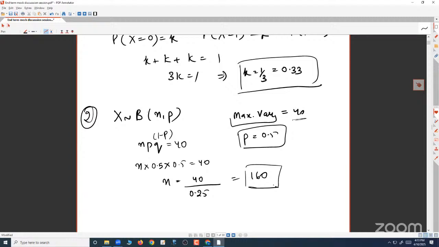Is it clear to everyone? Here npq is the variance, right? npq, correct. So np into 1 minus p, and you have taken q as 1 minus p. Madam, I used another method: it is a linear equation, and after setting the first derivative equal to 0, I calculated it based on that. Is that fine?